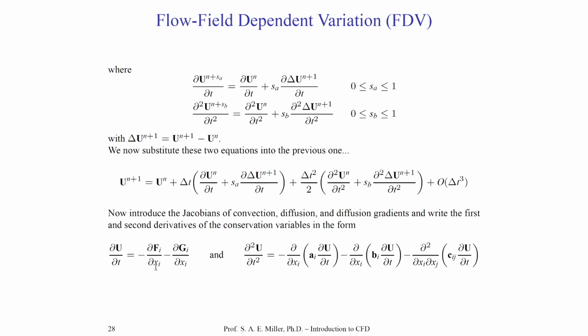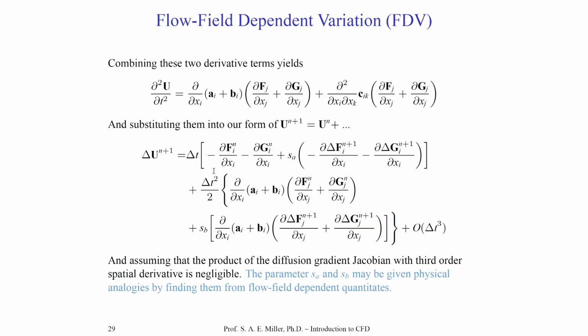This is simply our original equation with the right-hand side moved to the left-hand side, and then we'll also find a second order term with our definitions above. We can combine these two particular derivatives and find this intermediate equation. We'll find partial squared u over partial t squared goes as partial xi of ai plus bi times partial fj over partial xj plus partial gj over partial xj plus this mixed derivative. We can then substitute these terms into our form of u of n plus 1 equals u n plus our higher order terms. And we'll find this large equation.